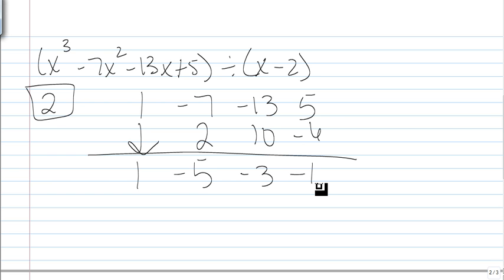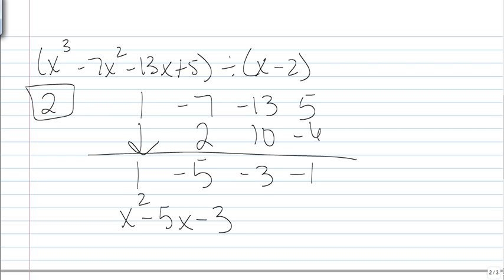So now let's get our new polynomial. Since we started with x to the third in our original problem, this is going to start with 1x squared. And then these will be our coefficients for our descending order exponents. So we have x squared minus 5x minus 3. But what about that negative 1? I bet you're asking, what in the world do I need to do with that? That negative 1 is your remainder.